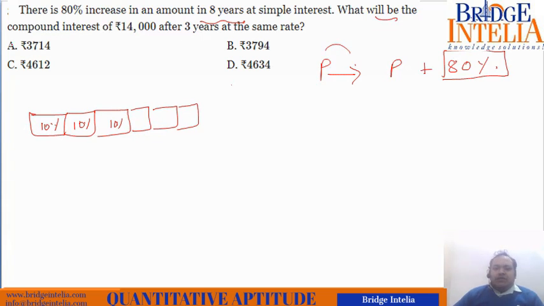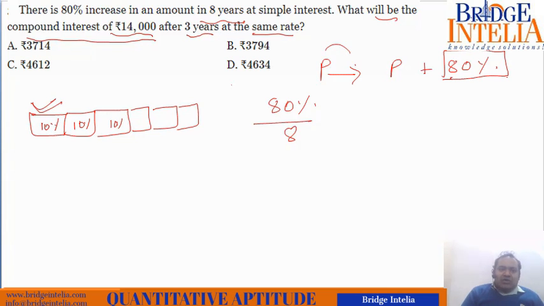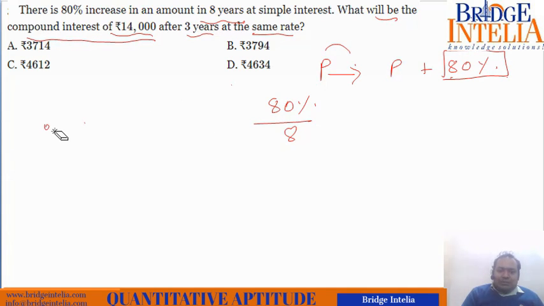So the question is, what will be the compound interest on 14,000 rupees after 3 years at the same rate? Please understand, the amount increased by 80%. So 80% was given in 8 years as simple interest. So each year the bank was giving 10% as interest. Now, instead of simple interest, if you deposit 14,000 rupees at the same rate, meaning 10% rate, but this time it is a case of compound interest, what will be the compound interest? So let's see.